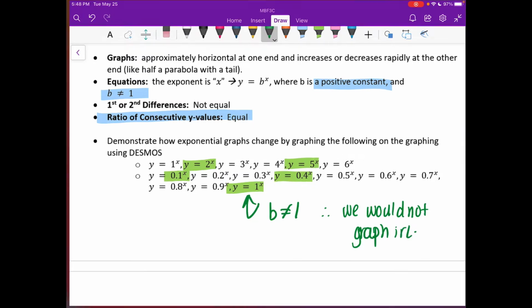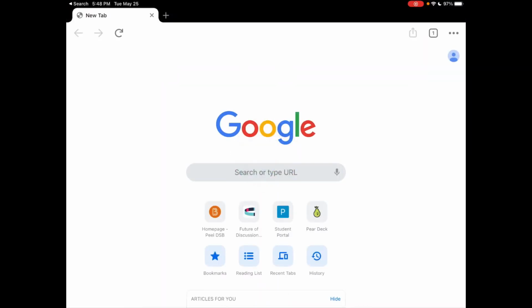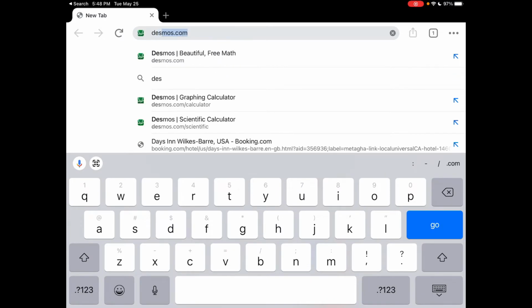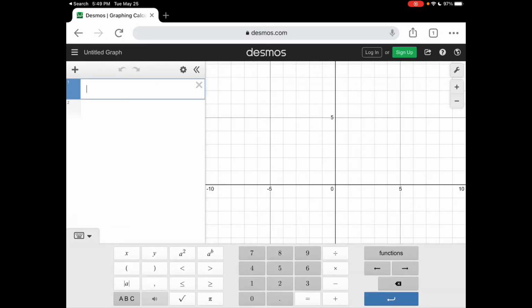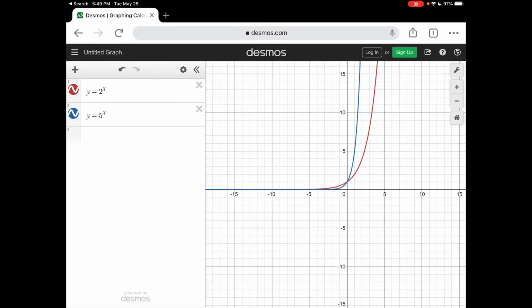Okay, so let's just go here and pull up our Google Chrome. We're going to go to Desmos, graphing calculator, right? And we're just going to type in our different functions. So let's start off with y is equal to 2 to the power of x. So if you type in 2 to the power of x, that's what you'll get, right? Then the next one is y equals 5 to the power of x. And let's just go in and compare these two.